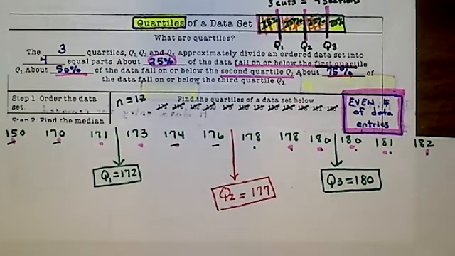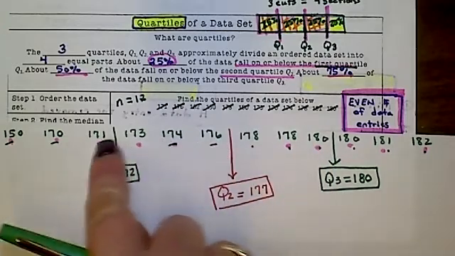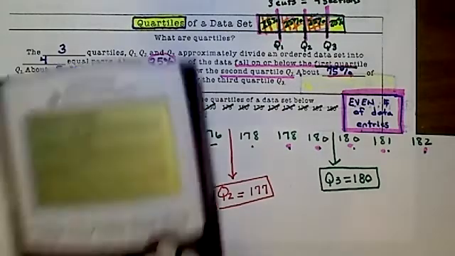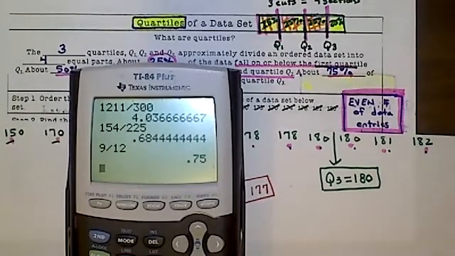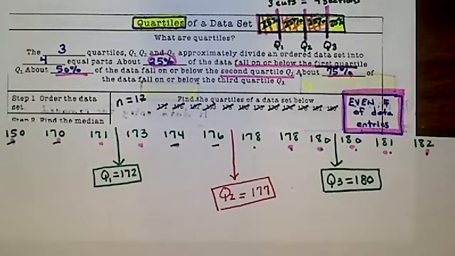Okay, and to the right of Q3, we have about 75% of the data, which is 1, 2, 3, 4, 5, 6, 7, 8, 9. So you have 9 values out of 12, which is 75% of your data. Okay, now I've got my quartiles.